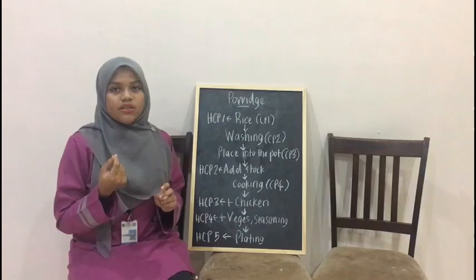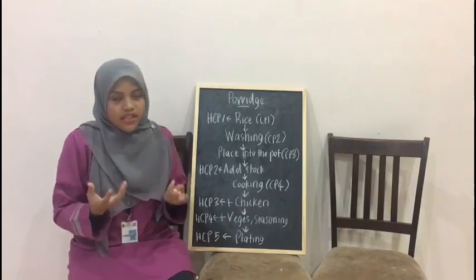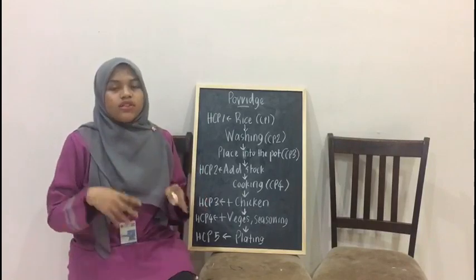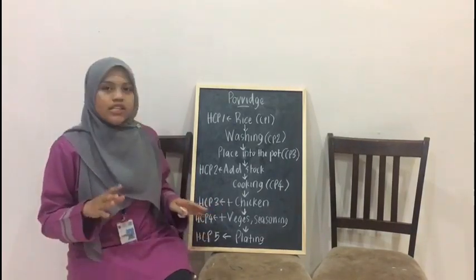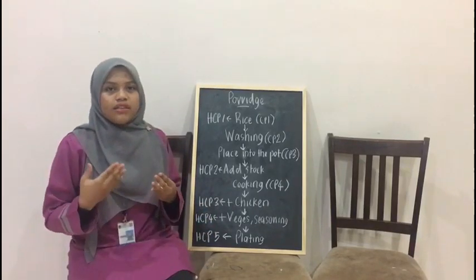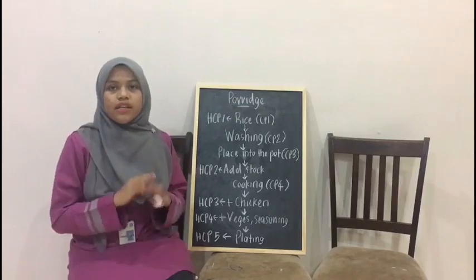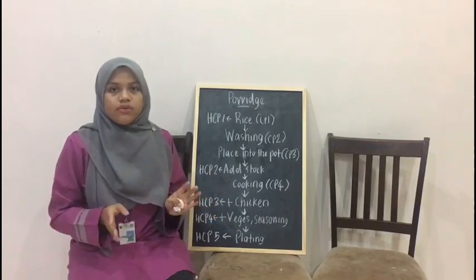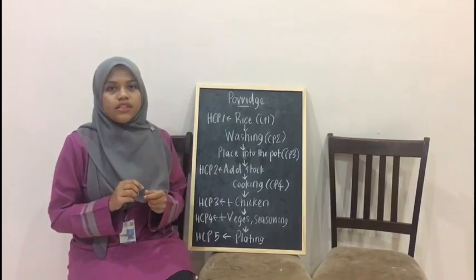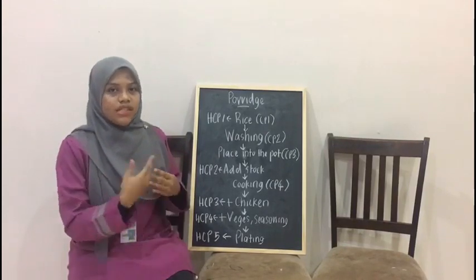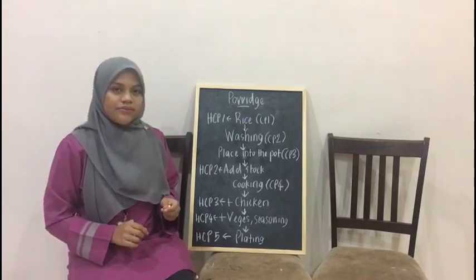If the vegetables received from the supplier are unsafe or harmful for consumption, the vegetables have to be rejected. And for the last HCP, the plate that we use must be clean. If the plate is contaminated with non-halal ingredients, the plate will be cleaned using mutlaq or pure water. After that, the plate must be sanitized thoroughly before being served to the patient. So that's all.